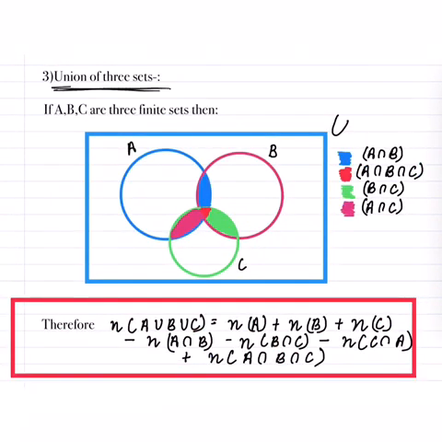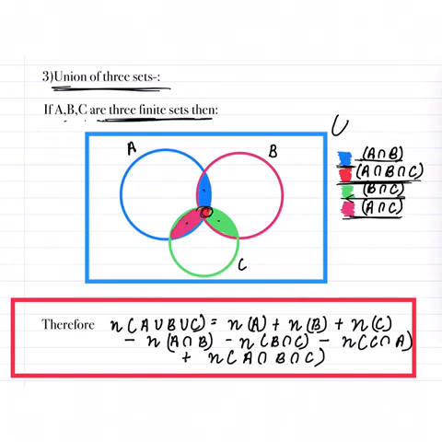Then we have the union of three sets. If A, B and C are three finite sets, have a look at the Venn diagram. The blue portion represents A intersection B, the pink colored portion represents A intersection C, and the green colored portion represents B intersection C. The one in the middle, which is red in color, represents the intersection of the three sets.